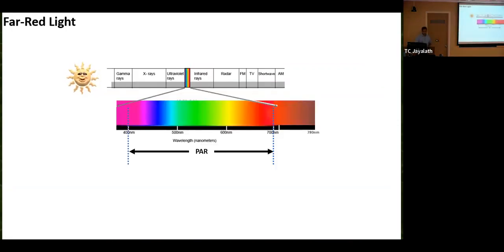So as I explained earlier, the photosynthetic light range is from 400 to 700, and the far-red light is from 700 to about 780, just below the infrared rays. So together these lights are called EPAR, extended photosynthetically active radiation, because there are several studies done in our lab and many other labs. They have seen that adding far-red light increases plant growth, plants can grow faster. But those studies are done indoors, not in greenhouses.